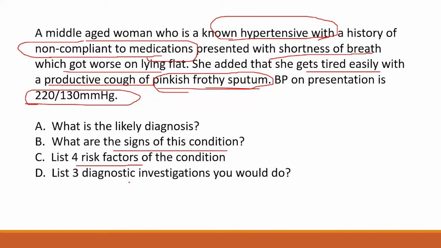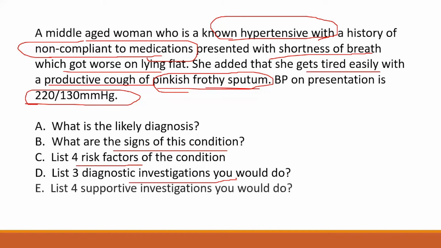Now, list 3 diagnostic investigations you will do. So someone is having acute left ventricular failure. What are some of the investigations you would like to do? Definitely, you would like to assess the heart, isn't it? So you do a chest X-ray. You do your ECG to know the electrical activity of the heart. Then, one of the most important ones, echocardiogram. You need to do echocardiogram because that reveals the functionality of the valves, if the valves are in right standing, if they are good, or they're having problems. So you do your echocardiogram.